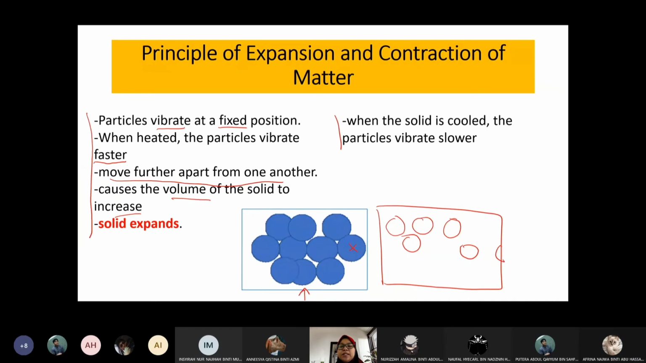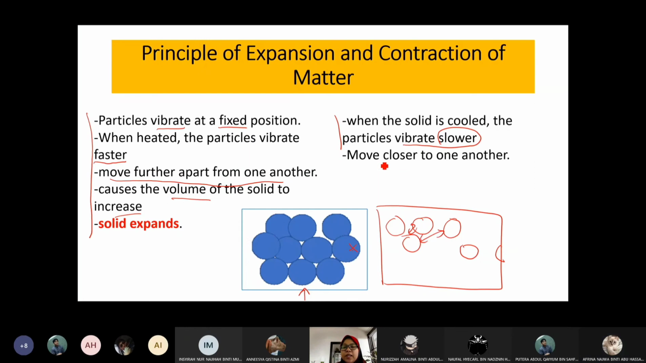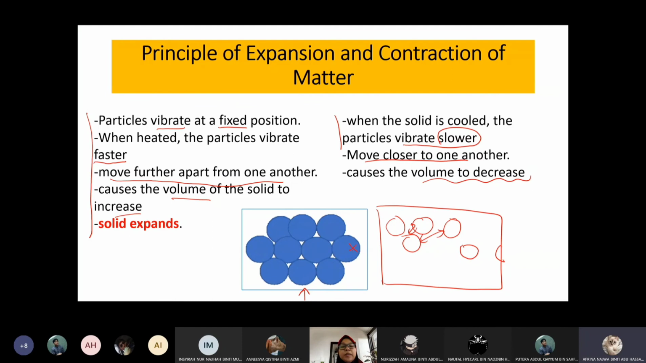When the solid is cool, the particles will vibrate slower, and they will move closer to one another, and then the volume will decrease. Do you think you will be able to explain this one when I ask you again next time?